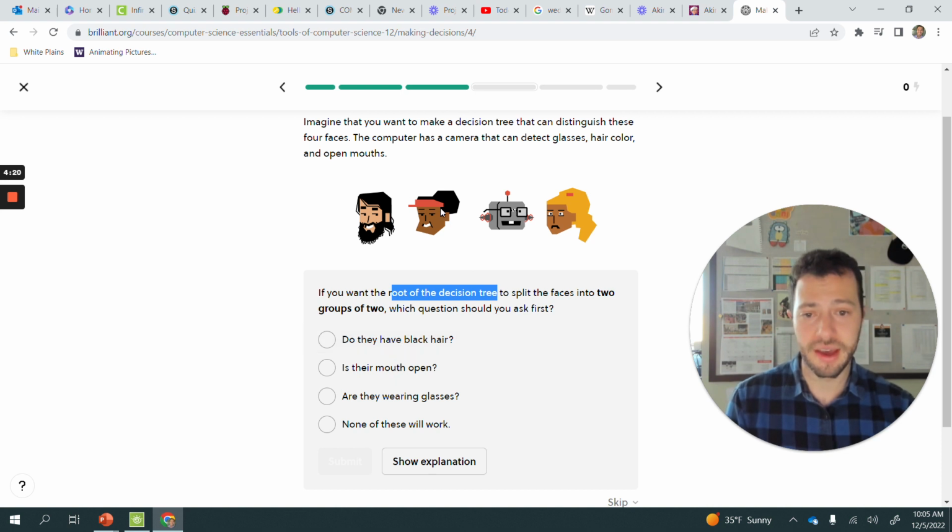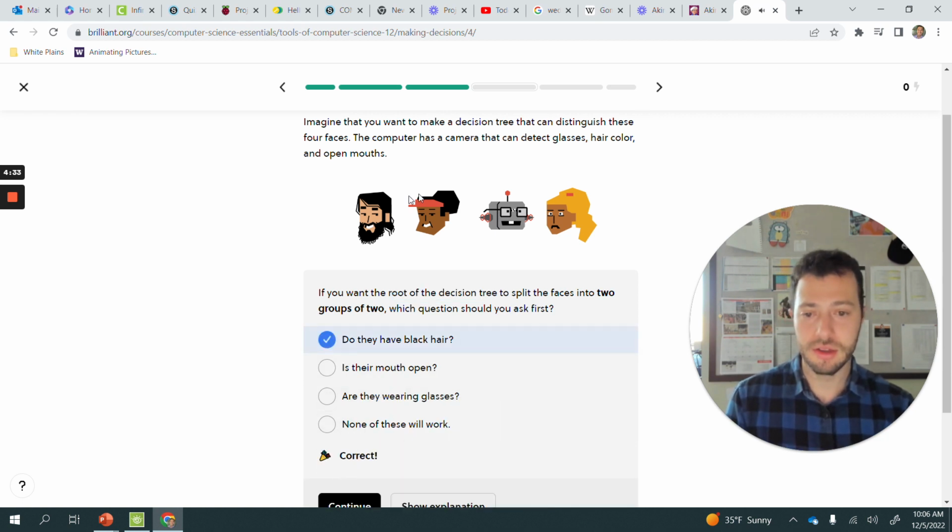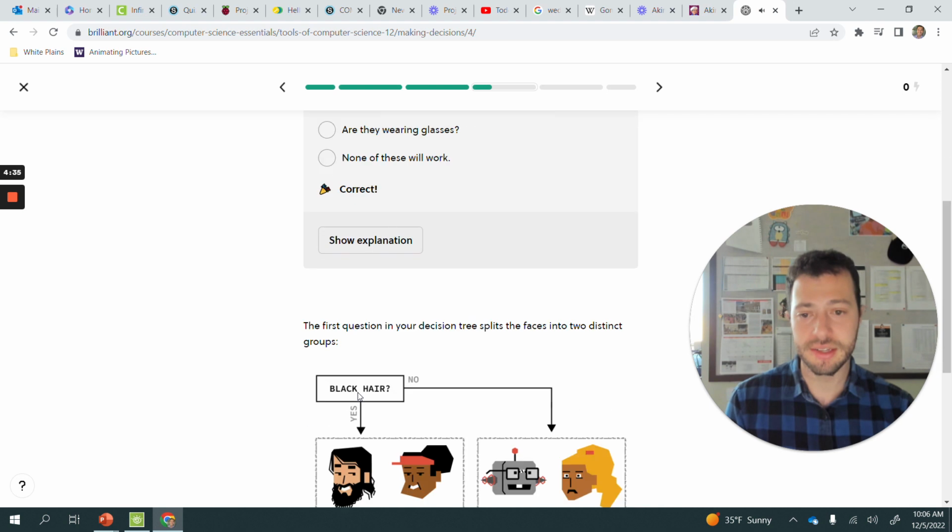Do they both have black hair? Well, two have black hair, two don't. That's a possibility. Is the mouth open? Open, open, open, closed. So that would be 3 and 1. Are they wearing glasses? Only one is wearing glasses. None of these will work. Well, black hair would split it into two groups, so that one makes sense as a question to ask.